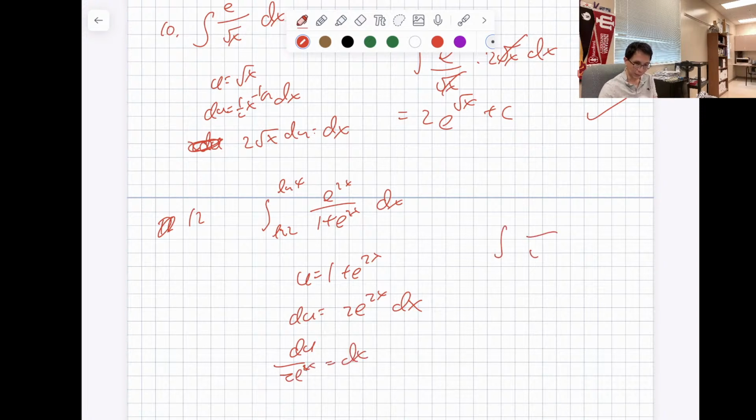So that's going to be u. This is e to the 2x. This is du over 2e to the 2x. This will cancel out, so that's equal to 1 half du over u. So far, are you okay?